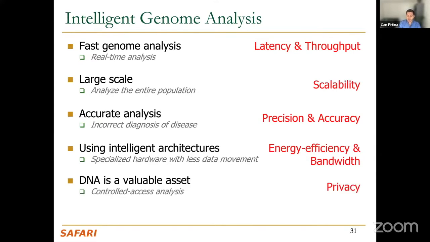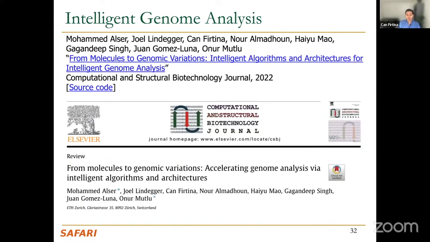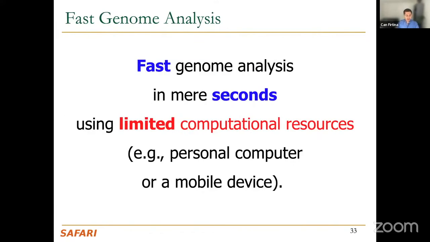the bandwidth constraints. Yeah, and the other criterion is privacy. We all know that DNA is a very valuable and sensitive asset that we really want to protect. So that should also be protected, to make sure of the safety of each individual. And we describe these steps in this paper. If you are interested in learning more, you can check this paper. So let's go over them one by one very quickly.